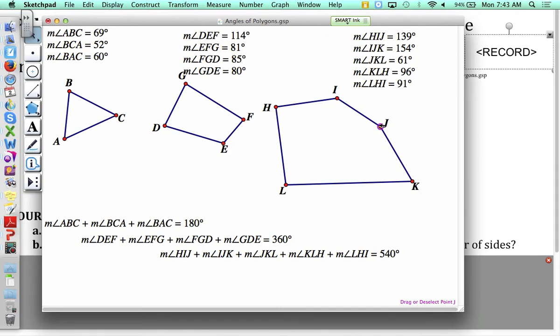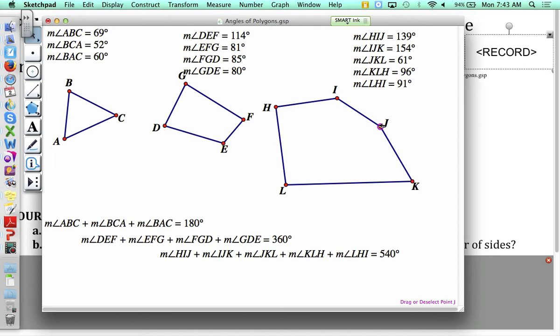It's saying it's what? No, from 180 to 360 it doubles, but if I double 360, that's 720. So your pattern doesn't hold. What do you notice, Casey? I'm adding 180 every time I add a side.